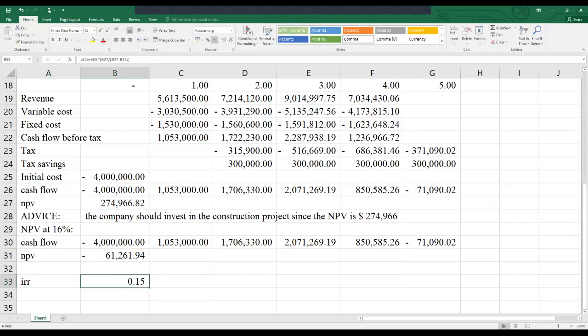Let me use it in percentage and get 15.27%. We have the IRR of this investment. Is that clear? Brian, is that clear?